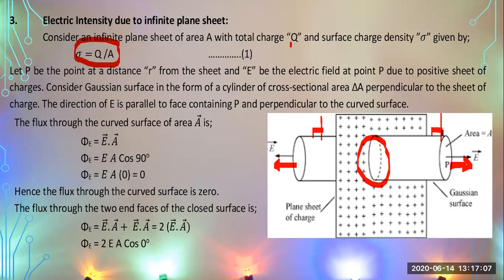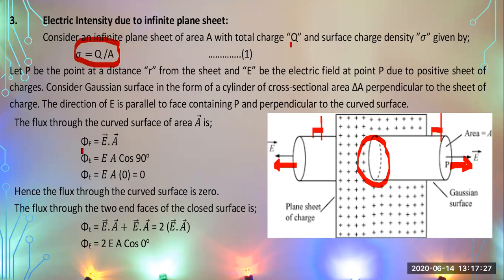So if you look at the cylindrical or the spherical surface, the curved one, here the area is moving in the upward direction, but the electric lines of force are moving along this direction. It means that they are at a 90-degree angle, to the right side and to the left side as well.